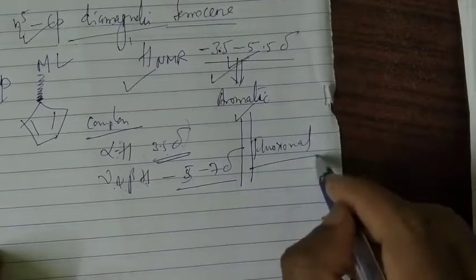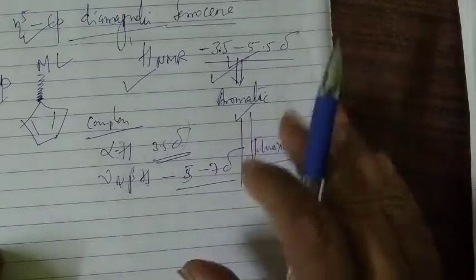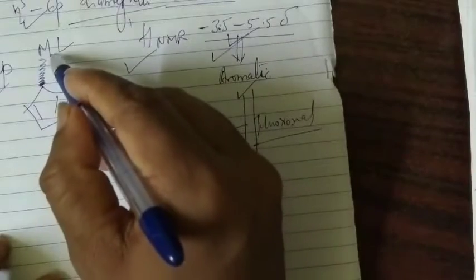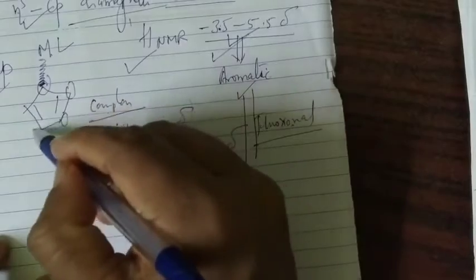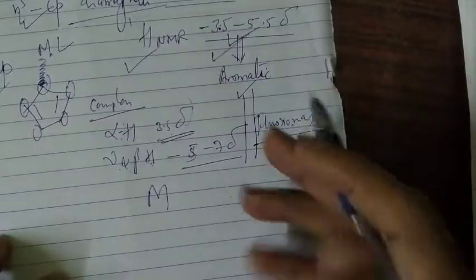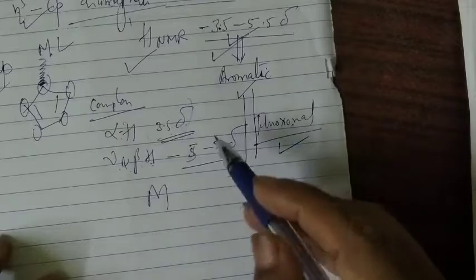Fluxional behavior of the molecule. Fluxional means the metal is rapidly moving. Here the metal is rapidly moving from C1 to C2, then C3, C4, C5. It is not in a fixed position. That we call fluxional behavior, in which the metal rapidly moves around the ring.